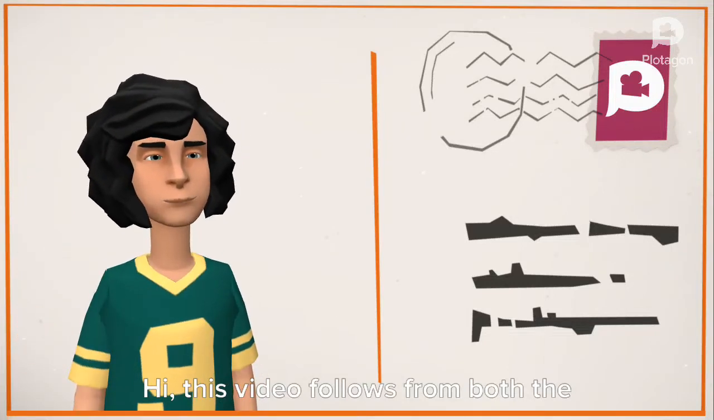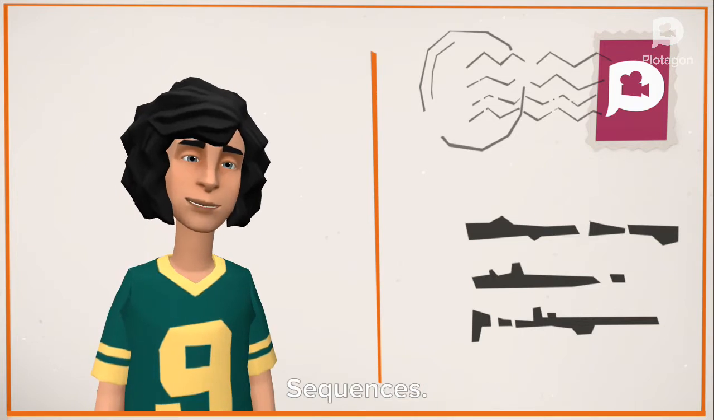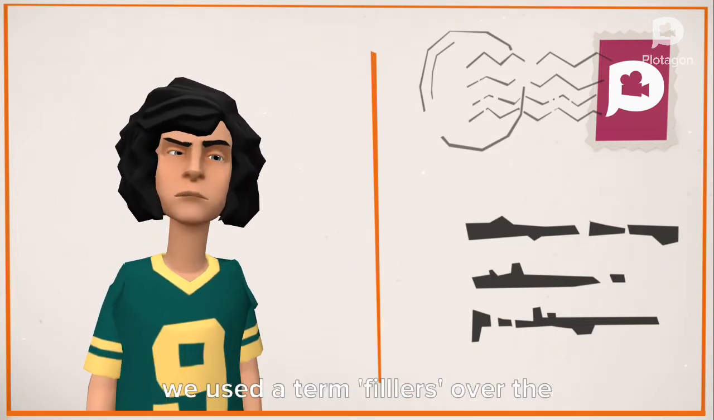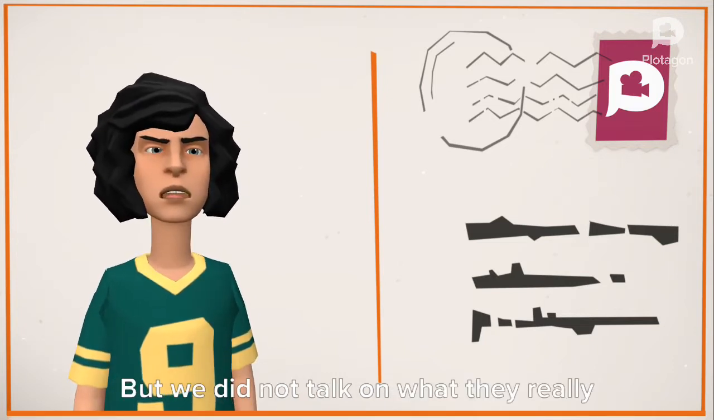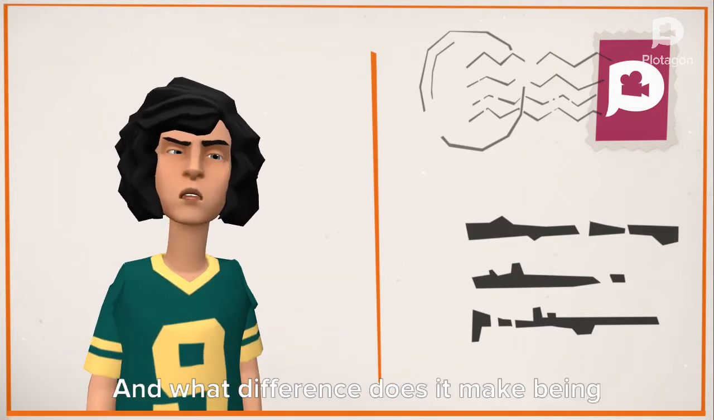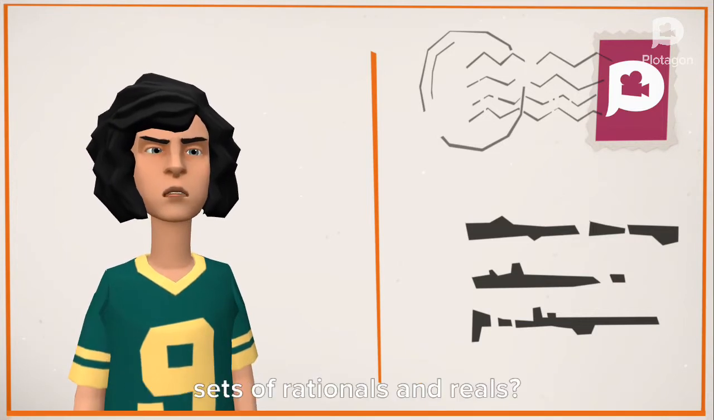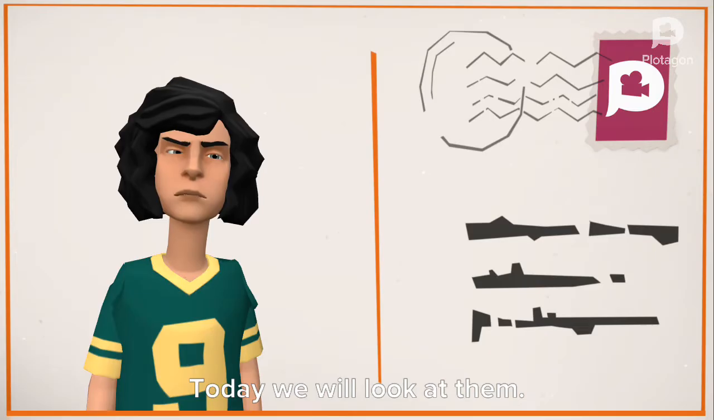Hi, this video follows from both the discussions on real numbers and on sequences. In the last video on overview of real numbers, we used the term fillers over the set of rationals, but we did not talk on what they really are and how to get them. And what difference does it make being present? What are the differences between the sets of rationals and reals? Today, we will look at them.